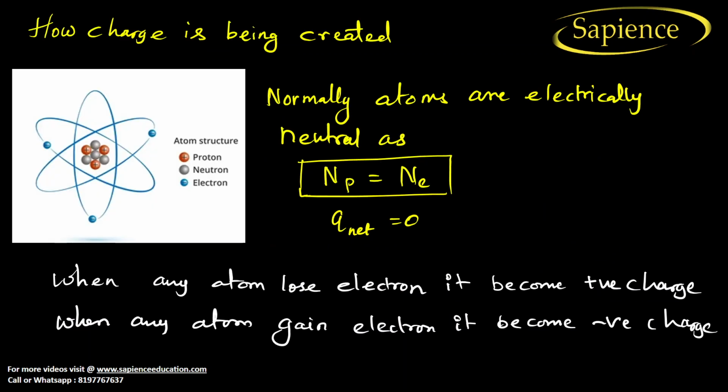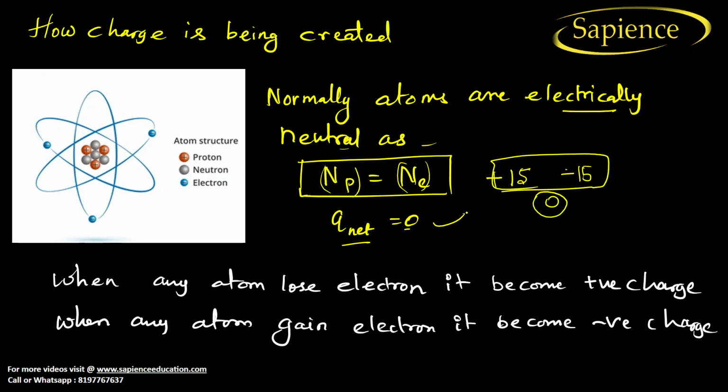Now let us see how charge is created. Normally atoms are electrically neutral, as the number of protons is always equal to the number of electrons, so the total charge remains 0. For example, if the number of protons is 15, the number of electrons will also be 15. When you add these charges, it becomes zero charge. That's why normal atoms are electrically neutral.